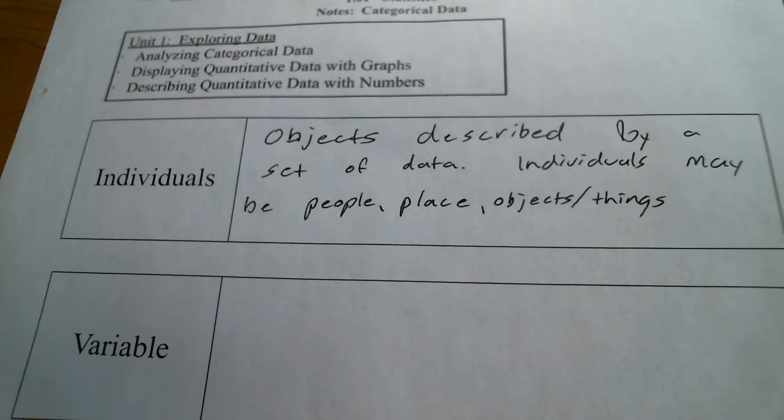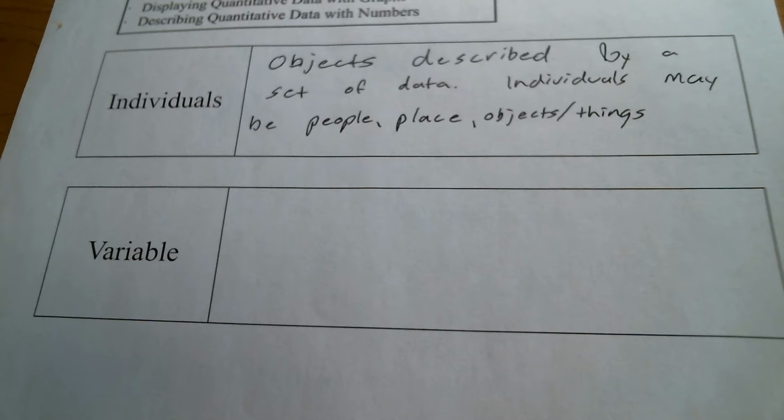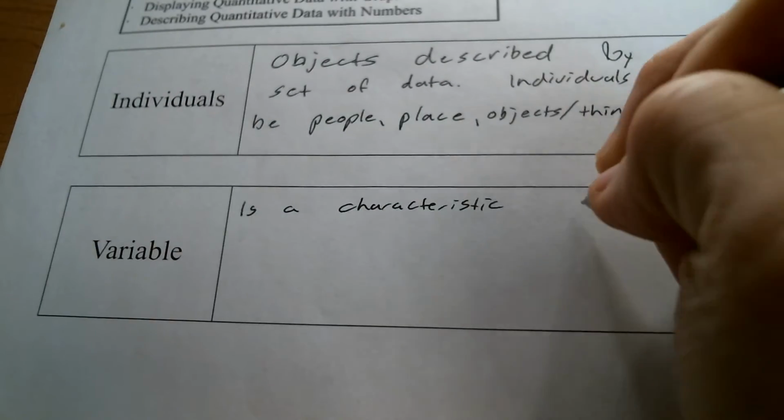All right. So next word that you've probably seen, and you've definitely seen, or if you haven't, that's really weird: variable. So not talking about X, Y, and things like that. Instead, the variable is a characteristic of an individual.